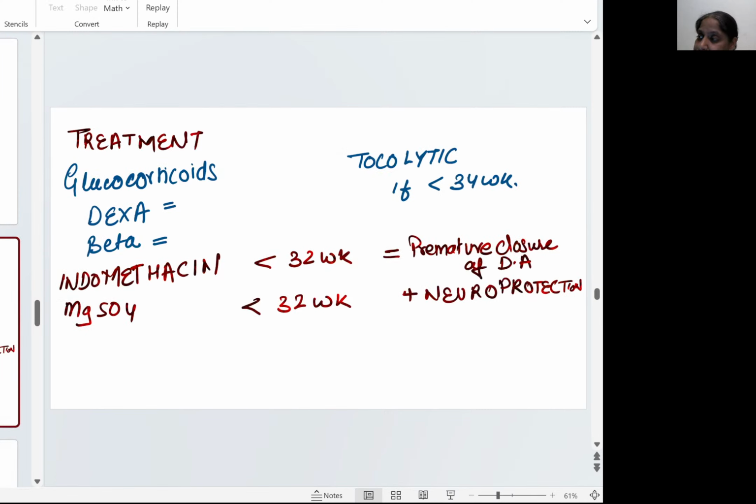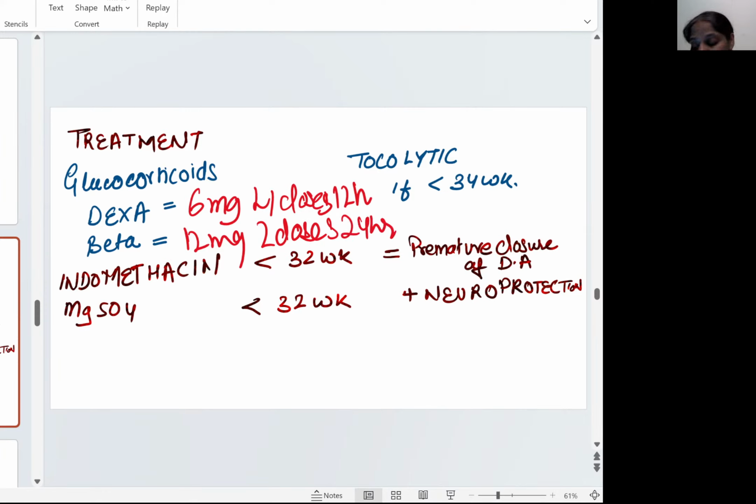Okay, what is the treatment? Yes, what is the treatment? We will give glucocorticoids. Two glucocorticoids which can be given are dexamethasone and betamethasone. Very good. Write down the doses of dexamethasone and betamethasone. The dose of dexamethasone is 6 mg, 4 doses, 12 hourly. Dose of betamethasone is 12 mg, 2 doses, 24 hours.